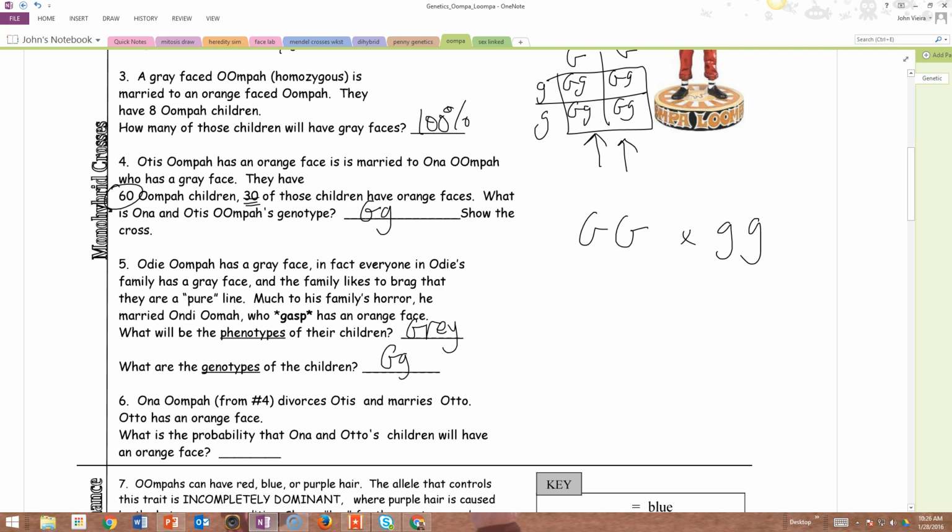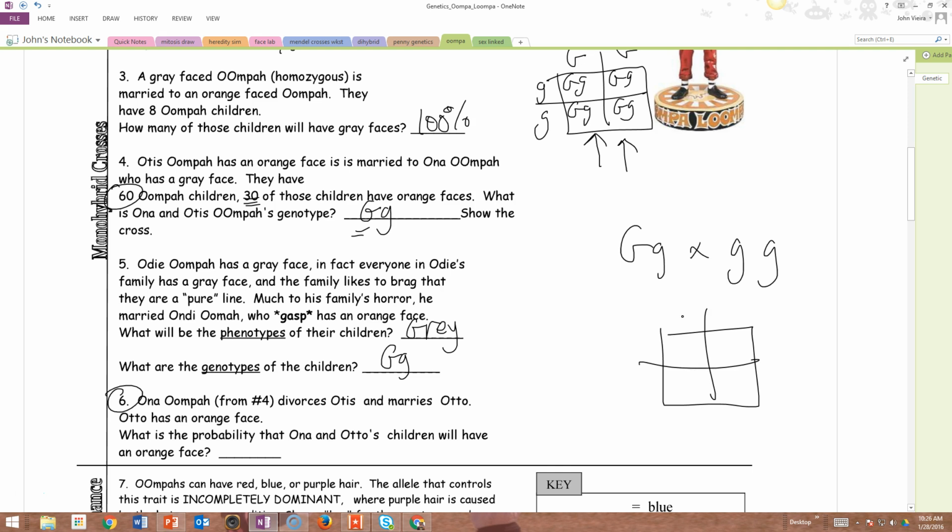So Otis, sorry, and Ona get a divorce from problem 4. And remember Ona is heterozygous. And she marries Otto, who has an orange face. So she is this, and Otto is orange face. So that's what we're at here. What is the probability that their children will have an orange face? If you do that Punnett square, same thing as before: big G, little g, big G, little g, little g, little g, little g, little g. 50%. Here's your orange face children, because it's 2 out of 4.